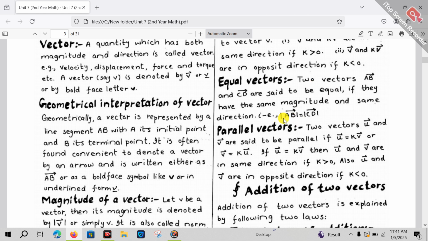Here is the notation. This is the magnitude. Two vectors, this is one vector AB and this is CD. These two vectors are equal, the equality sign is here. These two vectors will be equal if their direction is the same. If one is moving from left to right, then the other should also be from left to right. And if its magnitude is 5, then the magnitude of this vector should also be 5. So these were the two properties to check whether vectors are equal or not.